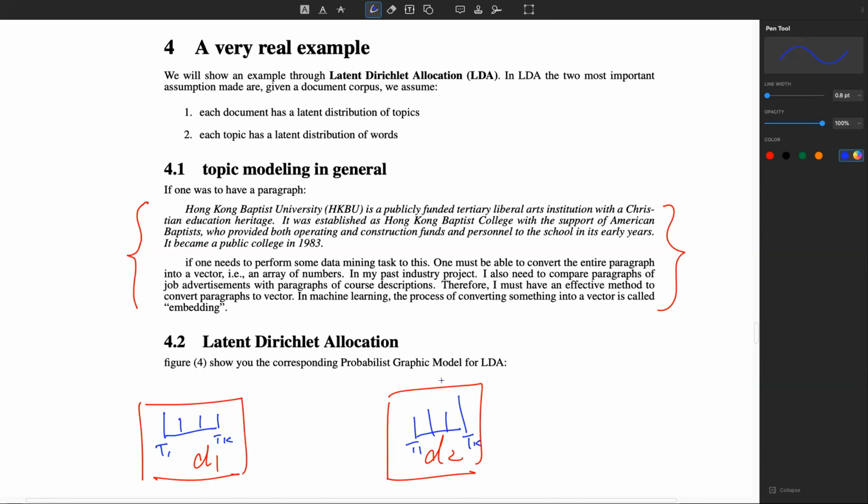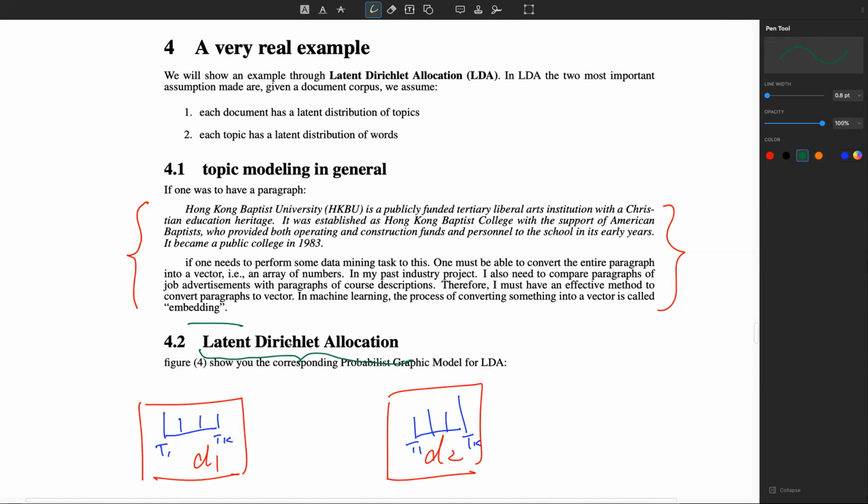Okay. So you need to infer these topic distributions out of that. Each document will have a topic distribution. So does this name sound okay now? Why is it called latent? Because the topic distribution cannot be observed directly. It's latent. What about Dirichlet? Because the topic weights are distributed according to a Dirichlet distribution. Allocation just means that every document has its own distribution.